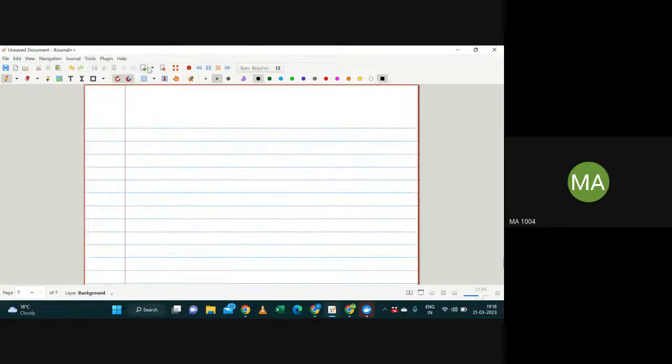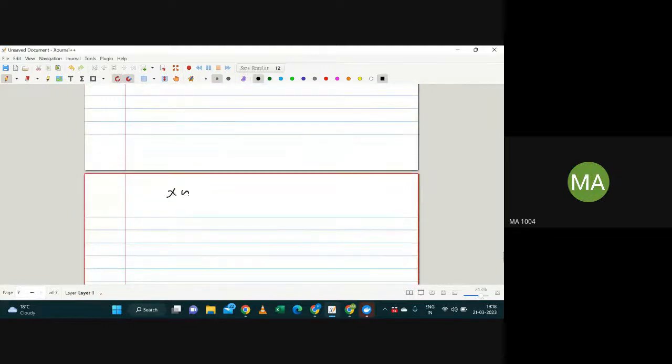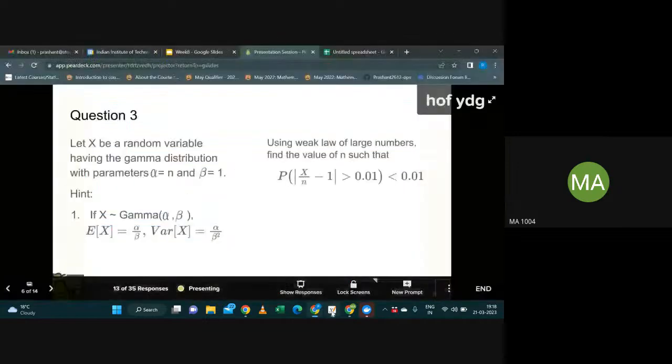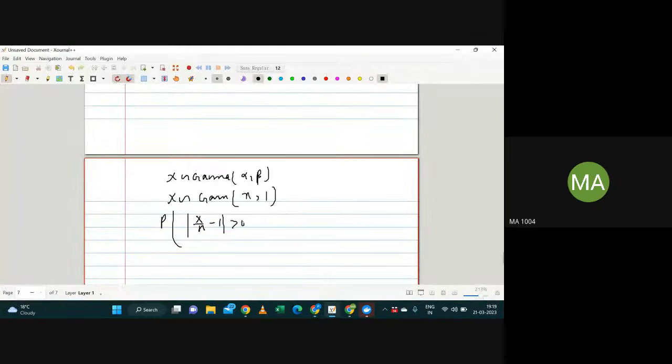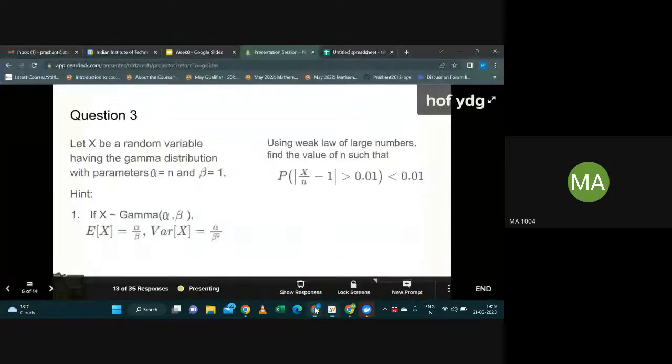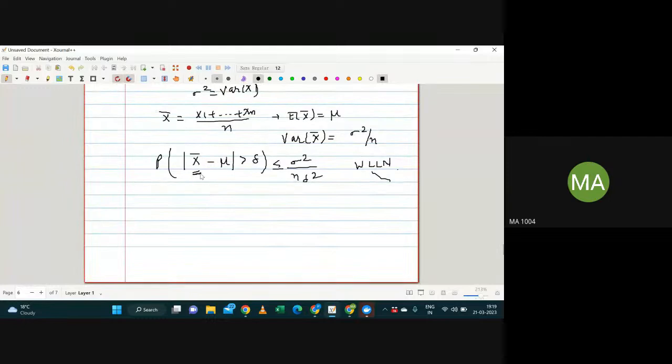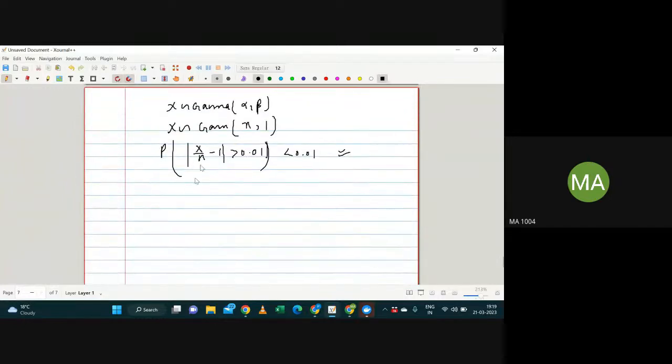In the question, X follows gamma alpha comma beta, where alpha is n and beta is 1. We have to find the probability that the absolute value of X by n minus 1 is greater than 0.01. Not the value of this, we have to find the value of n. Here X follows gamma n comma 1. So can I let X be the random variable X1 plus so on Xn, where each Xi follows gamma 1 comma 1? Can I say that or not?